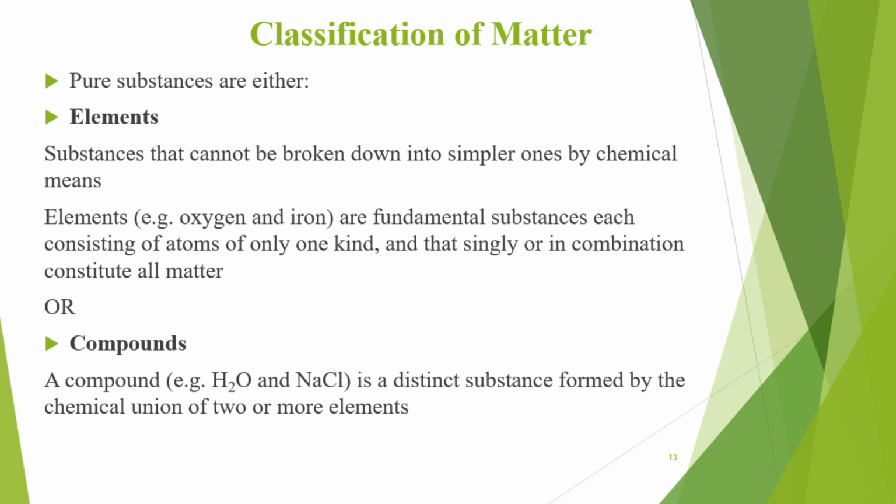Pure substances are either elements or compounds. Elements are substances that cannot be broken down into simpler ones by chemical means. Examples of elements are oxygen and iron. They are fundamental substances, each consisting of atoms of only one kind, and that singly or in combination constitute all matter. Examples of compounds are water and salt, which is sodium chloride, a distinct substance formed by the chemical union of two or more elements.